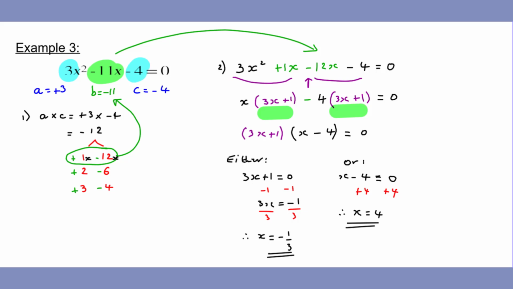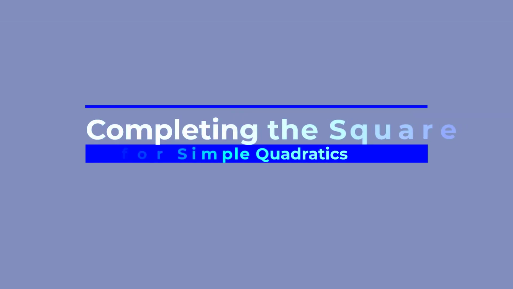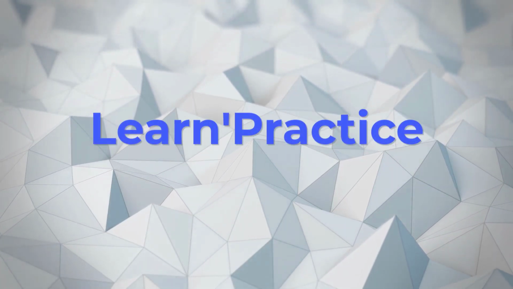So we've seen different examples of using the AC method to factorize and solve quadratics. In next sessions, we're going to look at other methods and then the more general method towards the end.